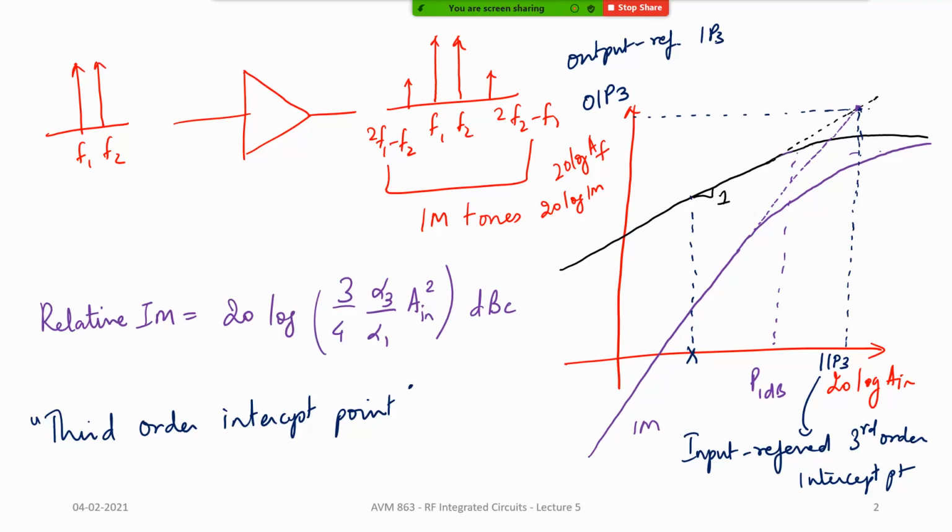Now can you tell me, if let's say you have two amplifiers, amplifier 1 and amplifier 2, and the IIP3 point of amplifier 1 is greater than the IIP3 point of amplifier 2, which of the two amplifiers is going to be more linear? A1. A1, correct?